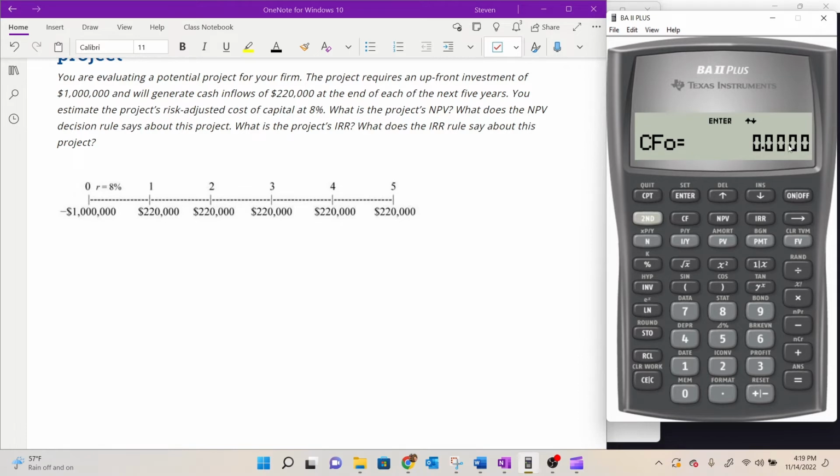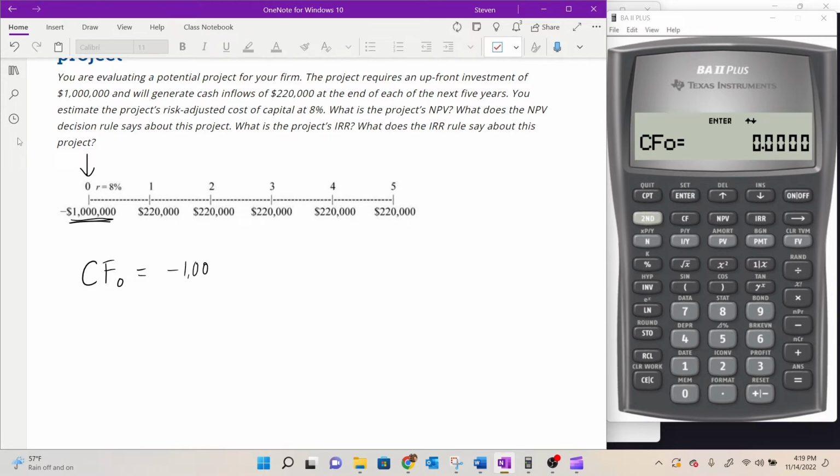All right, now one thing that's cool about the cash flow worksheet is, unlike the time value money keys, you actually enter it just like your timeline appears. All right, so CF0 is the first entry that comes up, and CF0 stands for what is the cash flow that happens at time 0. And with this particular investment, that is a cash outflow of $1 million. So what I'm going to plug in to the calculator here is a negative $1 million.